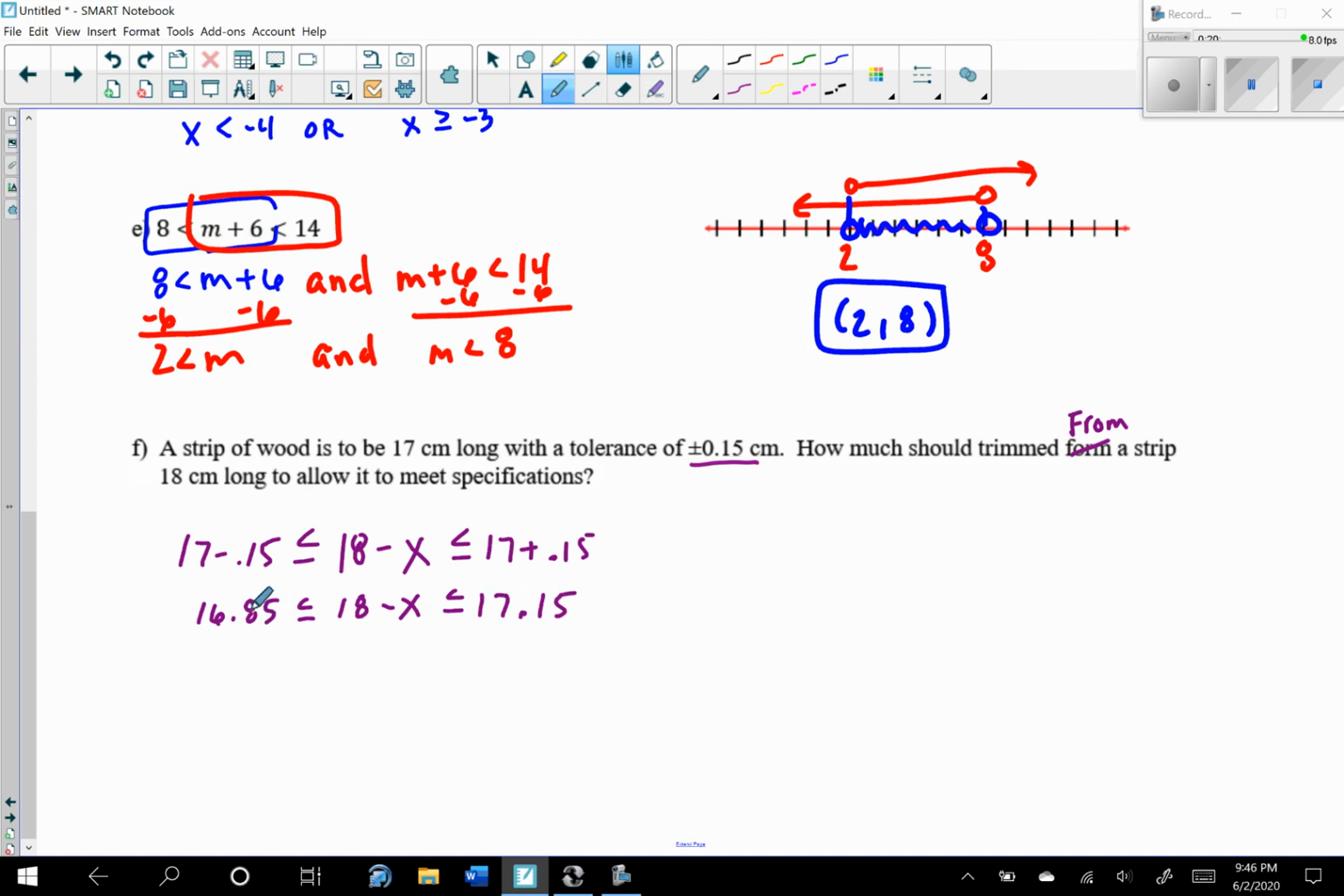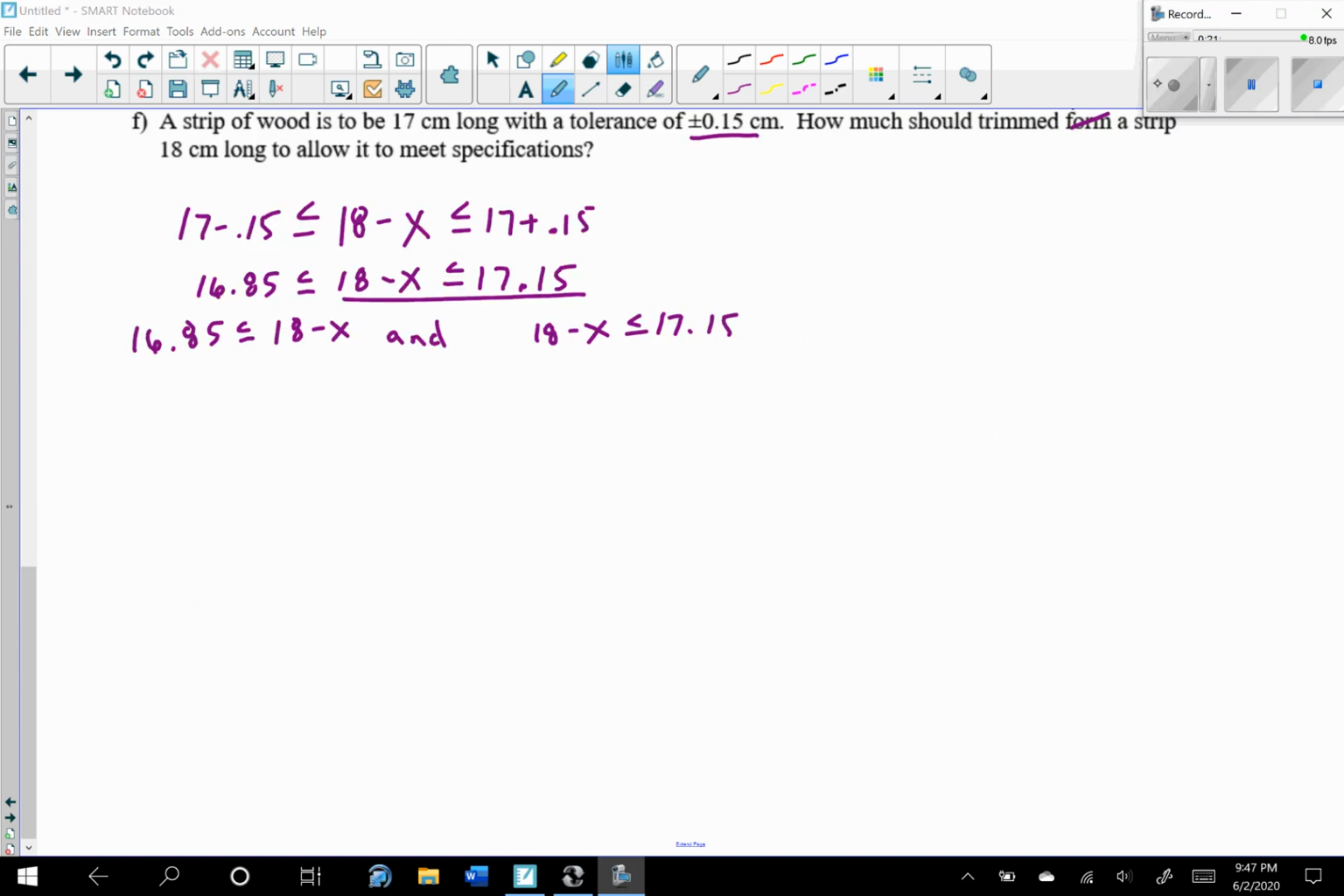So you can solve this separately by making two inequalities. So 16.85 is less than or equal to 18 minus x. And then the second inequality would be this one right here. So, and 18 minus x is less than or equal to 17.15. So next step is to solve for the variable. So PEMDAS backwards, subtract the 18. So when we do that, we get negative 1.15 is less than or equal to negative x.